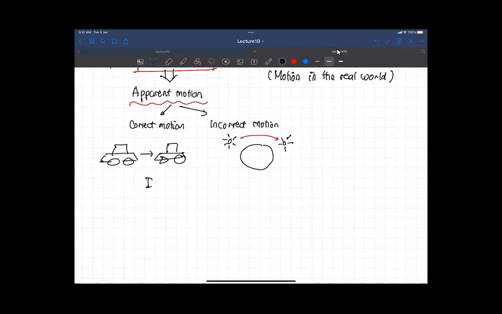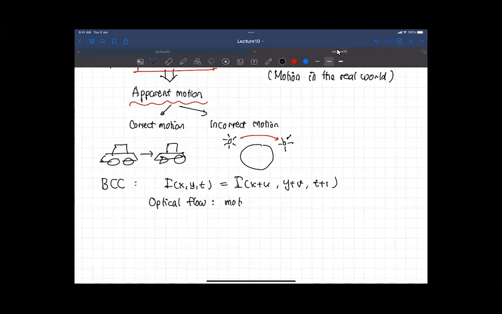If you have the brightness constancy constraint, it will be quite clear that I(x, y, t) equals I(x+u, y+v, t+1). So optical flow is about estimating a vector, the motion vector or optical flow vector, and this flow vector is u and v. So it's about predicting the values of u and v.